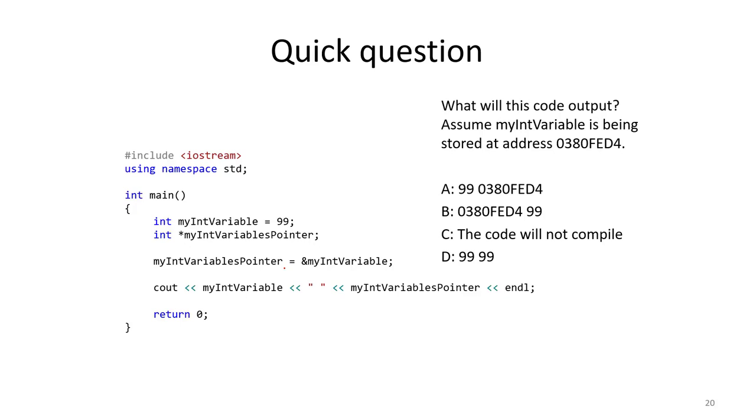Let's try another practice question. Here we're being asked, what will this code output? We are told to assume that the myIntVariable is being stored at memory address 0380FED4. So take a moment and see if you can correctly identify what the output will be.